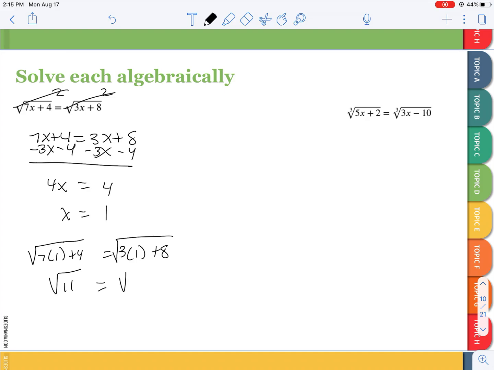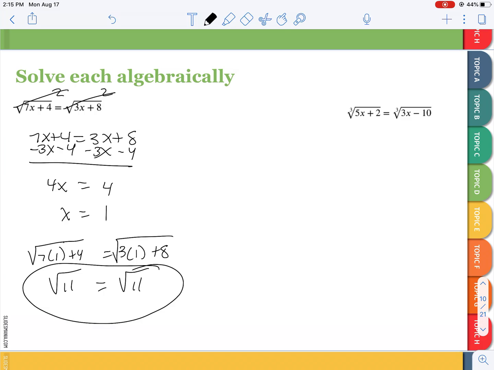So 7 times 1 plus 4 is 11. And 3 times 1 plus 8 is also 11. Now, I realize they're under the square root sign, and you're probably thinking, I don't know how much the square root of 11 is. That's okay. All we're looking at is that they came out to be the same amount, and they did.